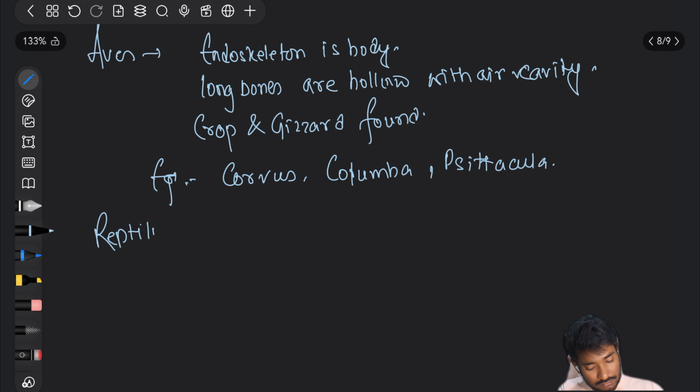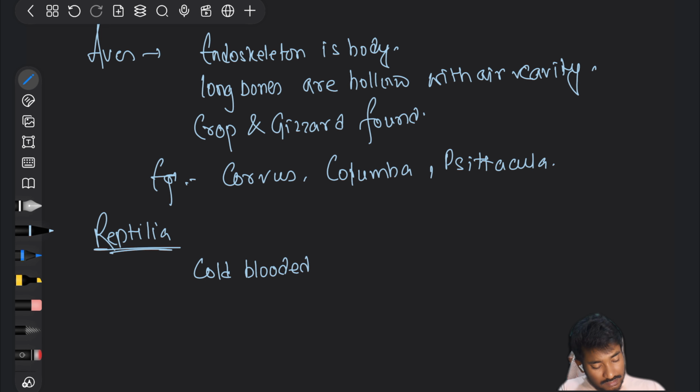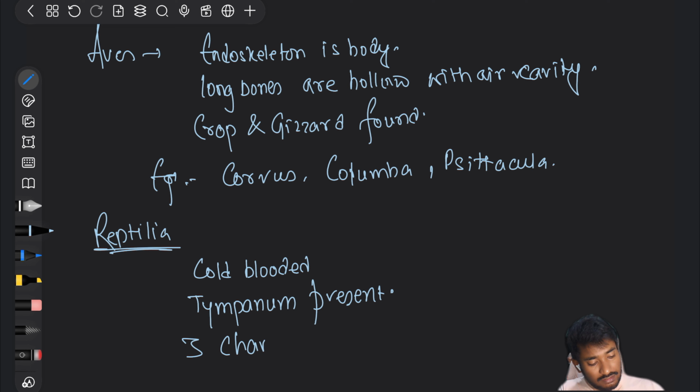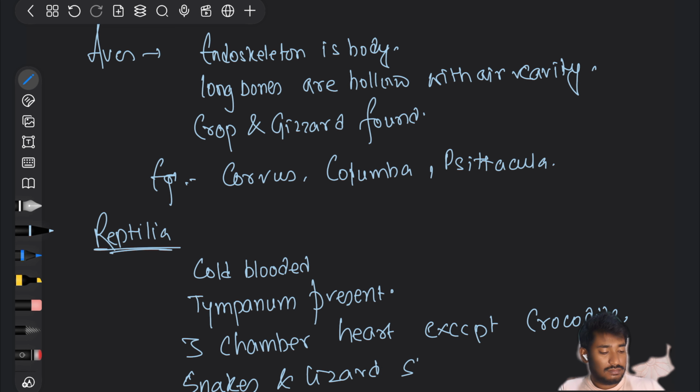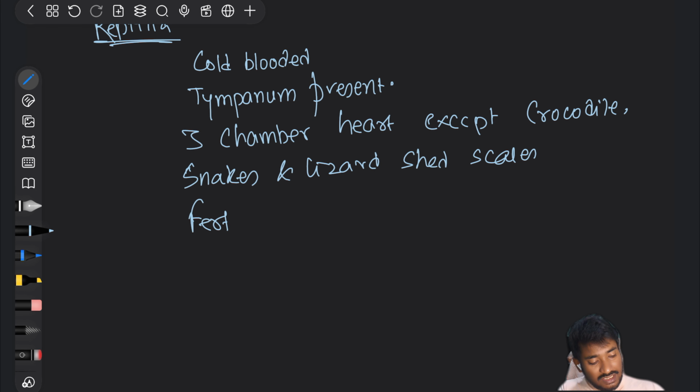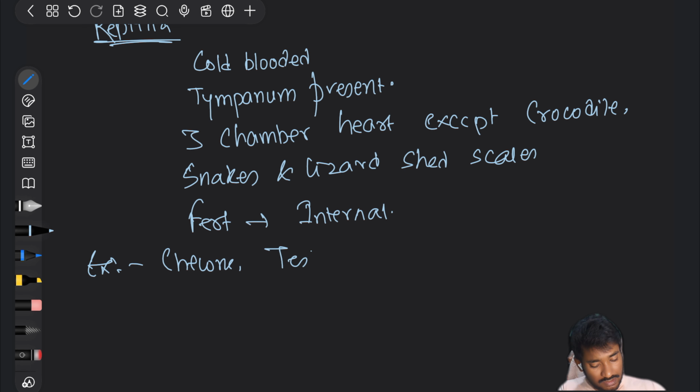Reptilia: cold-blooded, tympanum present, three-chambered heart except crocodile. Snakes and lizards shed their scales. Fertilization internal. Example: Chelone, Testudo, Chameleon, Alligator, Bungarus.